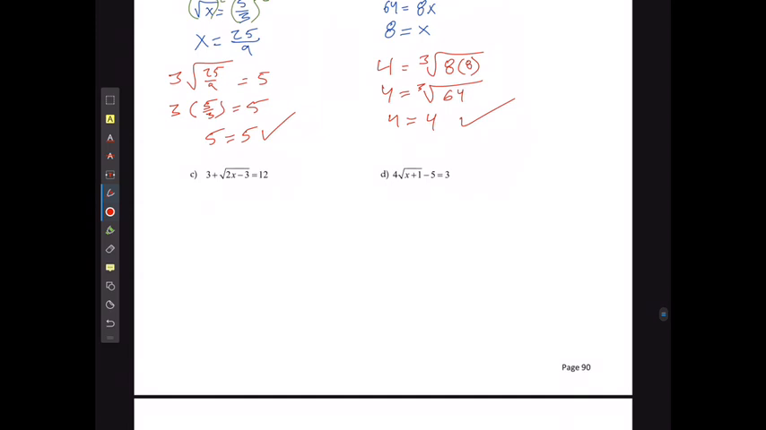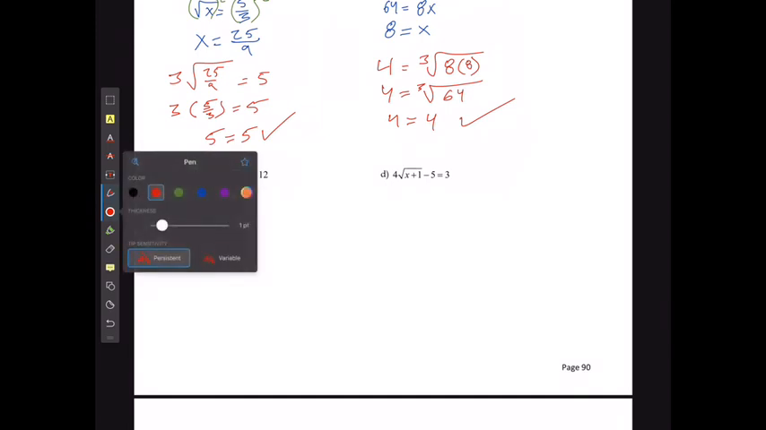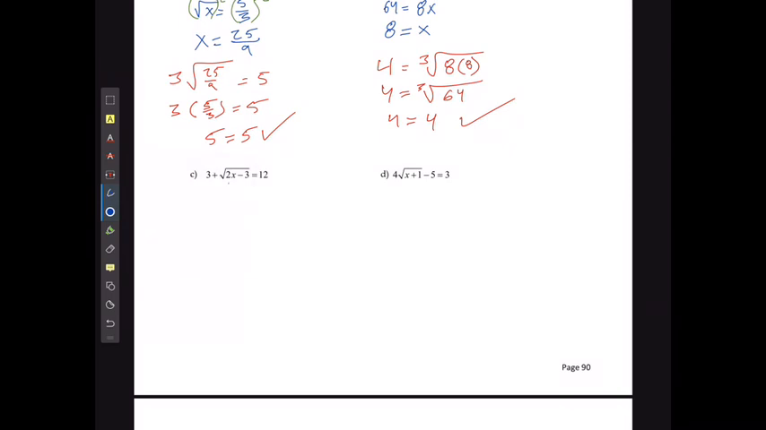Alright, once we get to C and D, that's where we actually start to see some of these binomials. So here I can see that everything inside the radical that's going to give me my restriction is going to be 2x minus 3, which means that 2x minus 3 has to be greater than or equal to 0. So 2x has to be greater than or equal to 3, or x has to be greater than or equal to 3 over 2. There's my restriction.